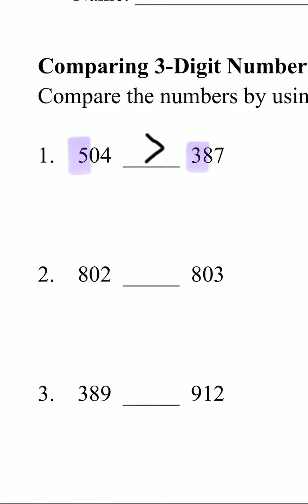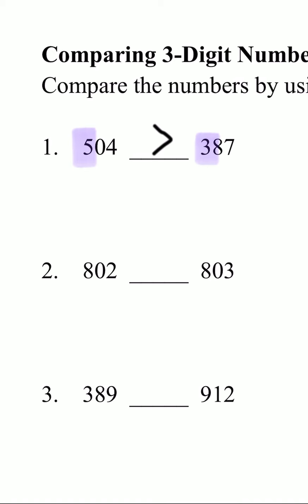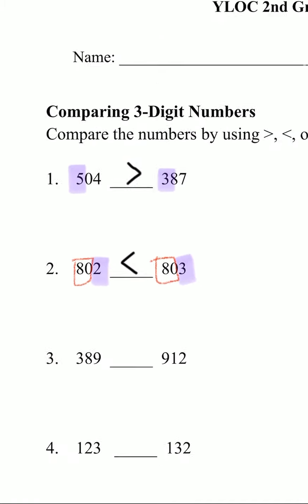Okay. Number 2, we have 802 and 803. When we look at these two numbers, the first digits are the same, right? Then we're going to have to look at the last number, 2 and 3. Because 3 is bigger than 2, we're going to put the less than sign. 802 is less than 803, okay?